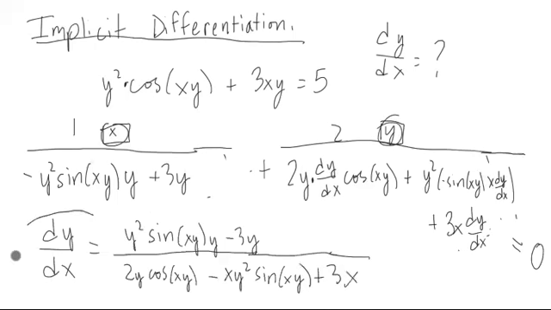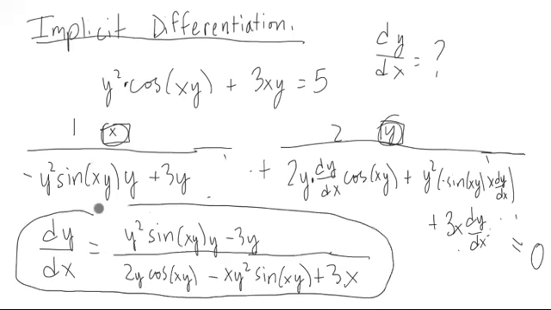And we have just successfully solved for the slope dy dx implicitly. The boxing method was very useful because it grouped things very nicely for us.